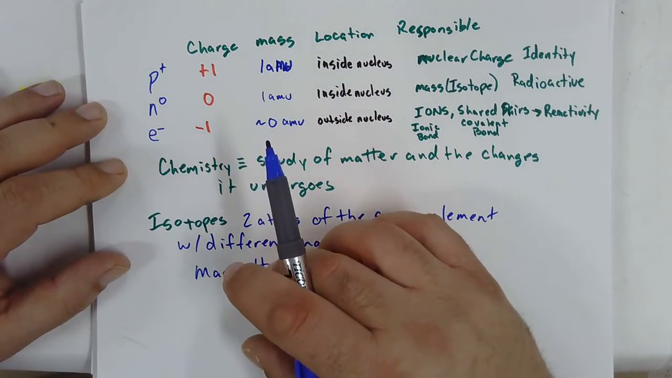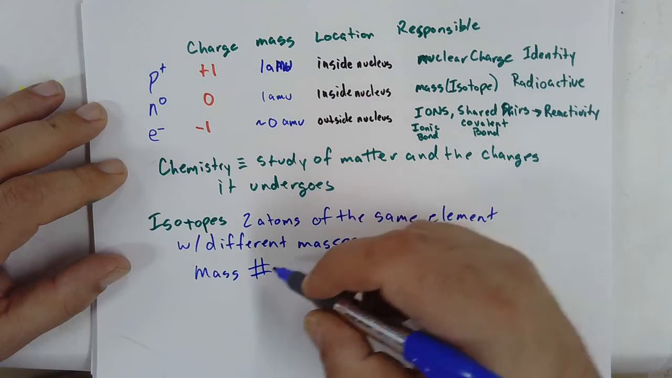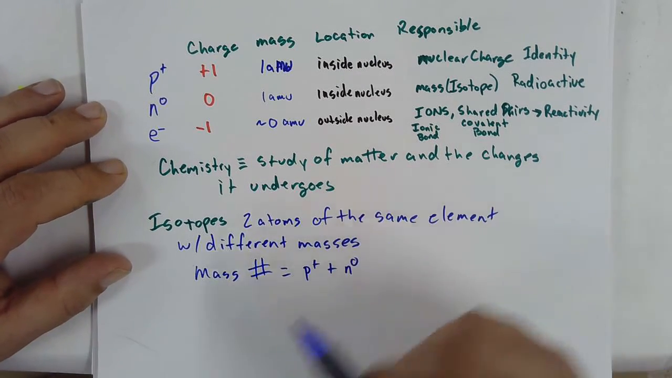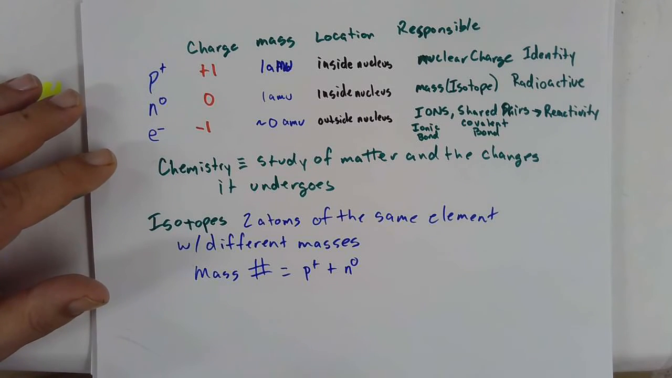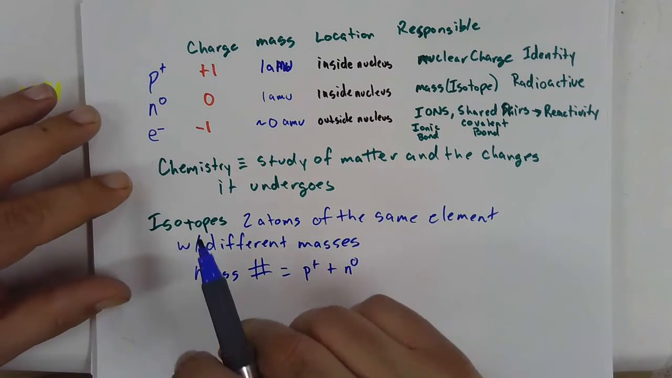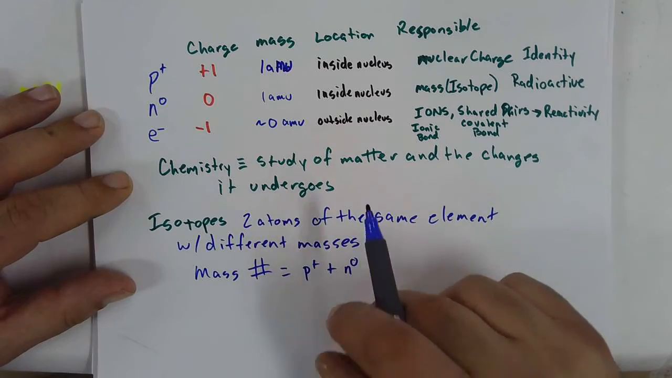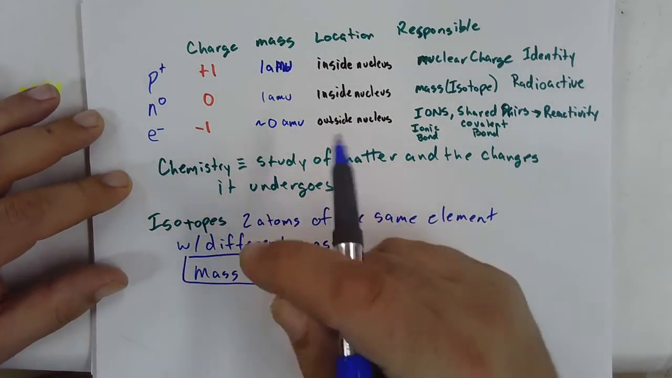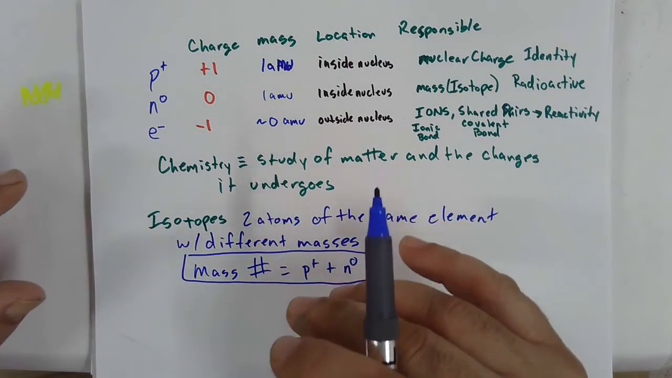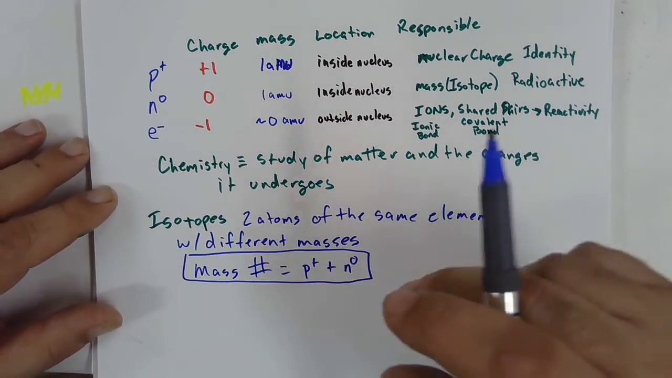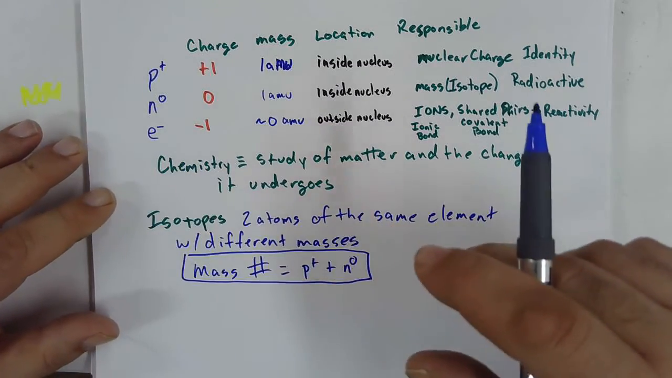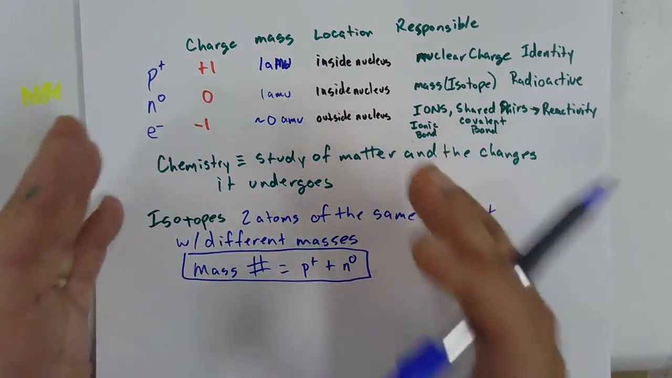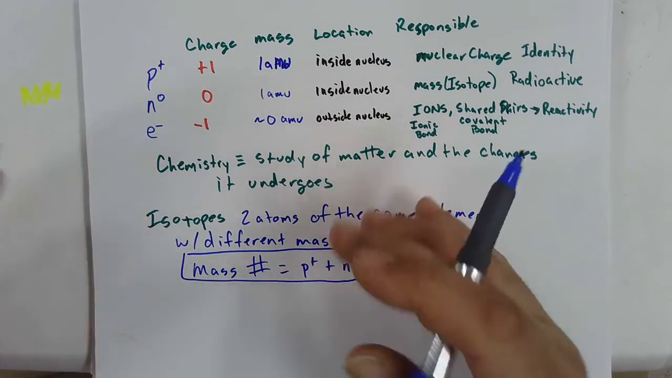How do I get a mass number? Mass number is equal to the protons plus the neutrons. That's how you get a mass number. Okay? Mass number is equal to protons plus neutrons. Keep that in your mind because you're going to rearrange that at times. Sometimes you're going to use this equation to find the number of protons. Sometimes you're going to use it to find the number of neutrons. Sometimes you're going to use it to find the mass number. But keep that in your mind. You need to know that.